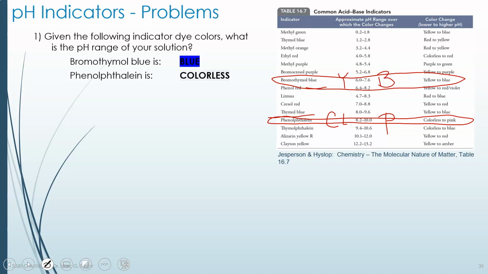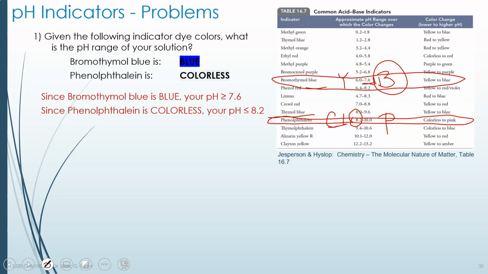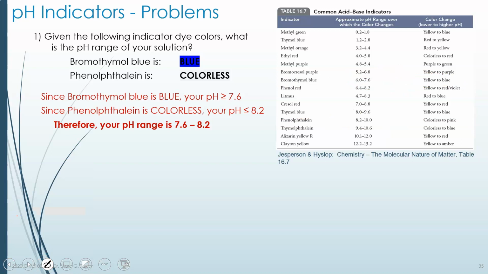But what we see is that the bromothymol blue is in fact blue, so we know it's higher than 7.6. And we see the phenolphthalein is colorless, so we know it's less than or equal to 8.2. Well, if it's greater than 7.6 and it's less than 8.2, then our pH must be somewhere between 7.6 and 8.2, and that's how we figure out where our pH is. It's not a perfect answer of our pH, but it gives us a close idea that our pH is somewhere around pH 8, give or take a few tenths of a pH unit.